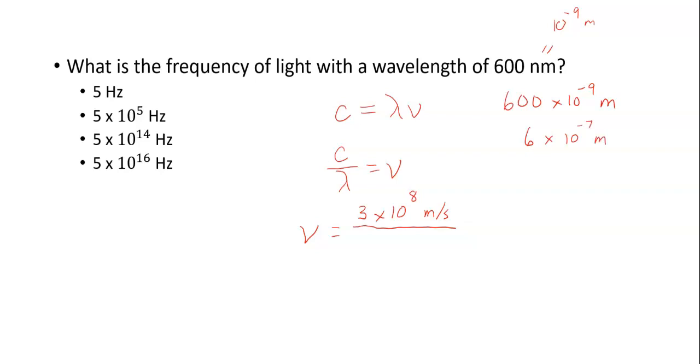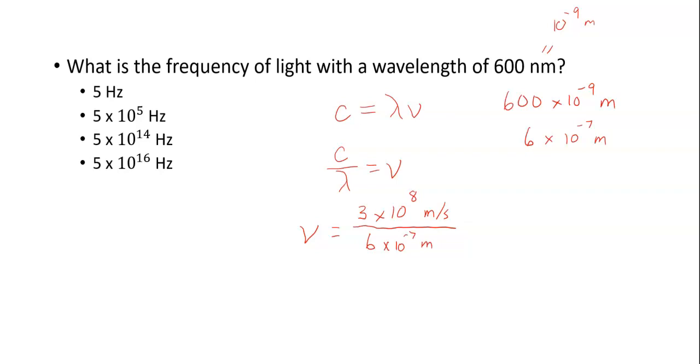Now, if you're not sure whether to increase or decrease the exponent by 2, this is one way you can think about it: I'm dividing 600 by 100 to get to 6. So therefore, in order to maintain my number having the same value, I need to multiply the 10 to the negative 9th by 100, and that is 10 to the negative 7th. So this is 6 times 10 to the negative 7th meters.